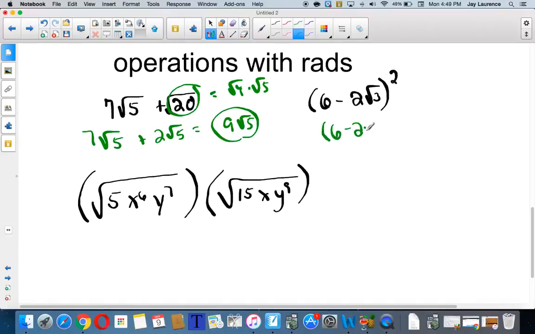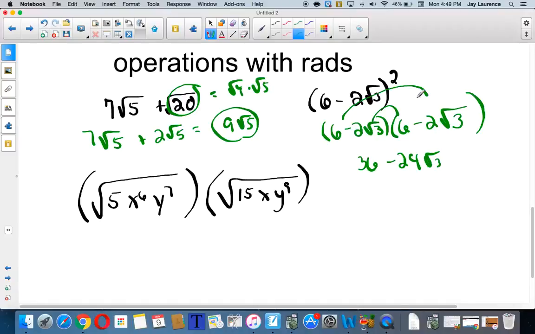All right, this one here I have to double distribute. 6 minus 2 rad 3 times quantity of 6 minus 2 rad 3. Right? Let me make that look more like a 3. There we go. So I'm going to double distribute. So I'm going to get a 36. Let's see, I'm going to get a negative 12 rad 3. So I'm going to get a negative 24 rad 3. Why 24? Because this will get me negative 12, and these two will get me negative 12.